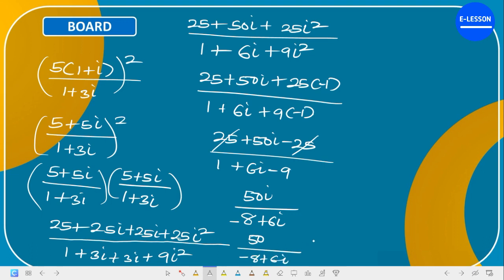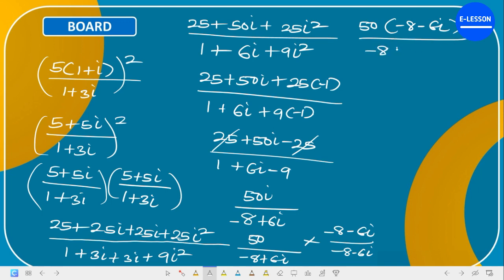So we have 6i times minus 8 minus 6i over minus 8 minus 6i. Multiply both up and down by the conjugate of the denominator. The conjugate of the denominator is just changing the sign here to a different sign. So if it were negative, change to positive; if it were positive, change to negative. Multiply both up and down by it. So this multiplied by this gives you 50 times bracket minus 8 minus 6i, divided by bracket minus 8 plus 6i times bracket minus 8 minus 6i.